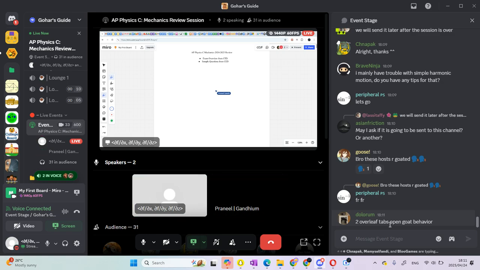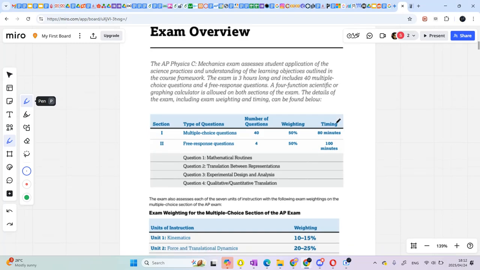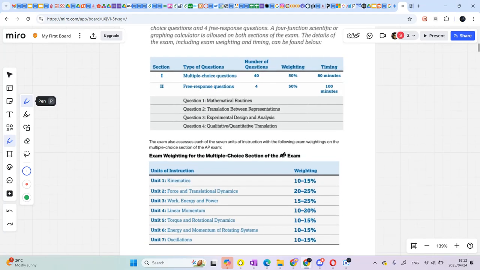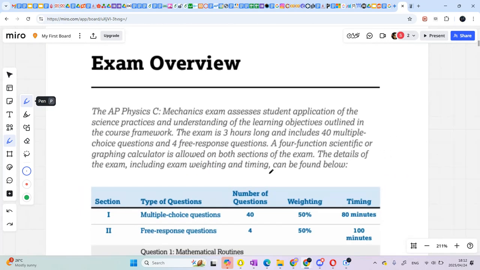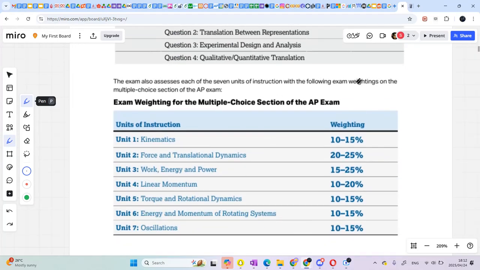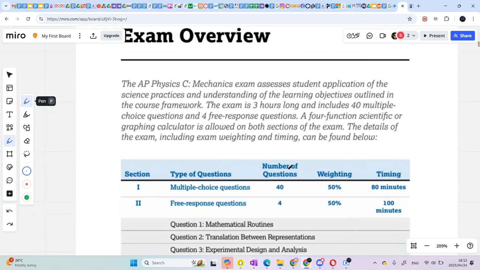Okay, all right. So I'll start off with going over the exam format, and then going into the weighting of the topics, and then Neil will take over with the types of response questions, and then we're going to get into actually doing the questions.